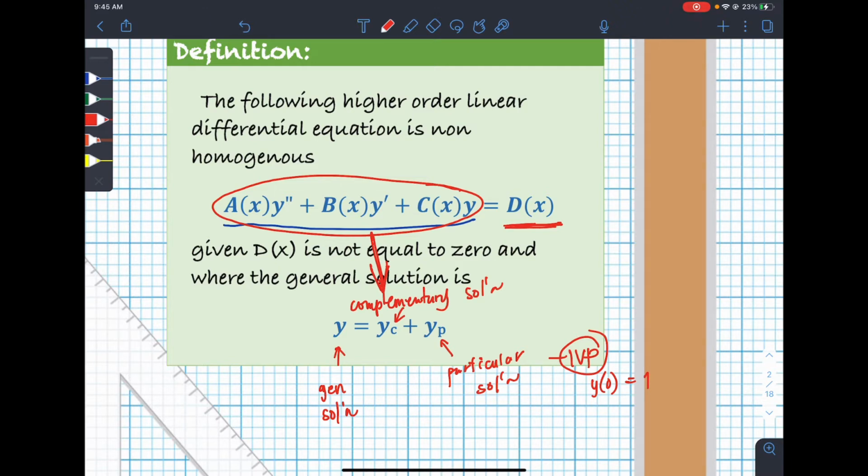The particular solution can be taken from the non-homogeneous part, or what makes the differential equation non-homogeneous. That is where we are going to get the particular solution.